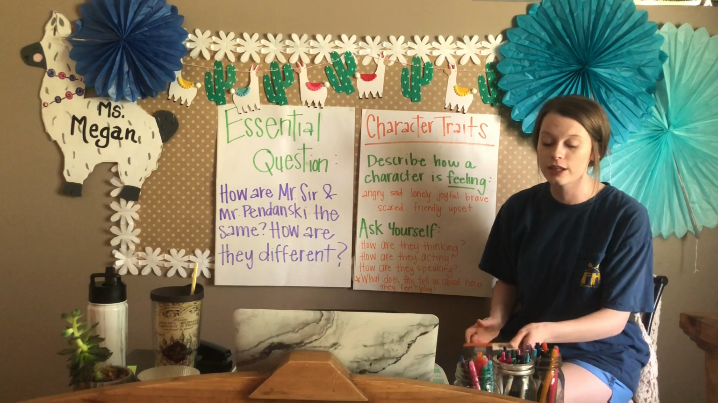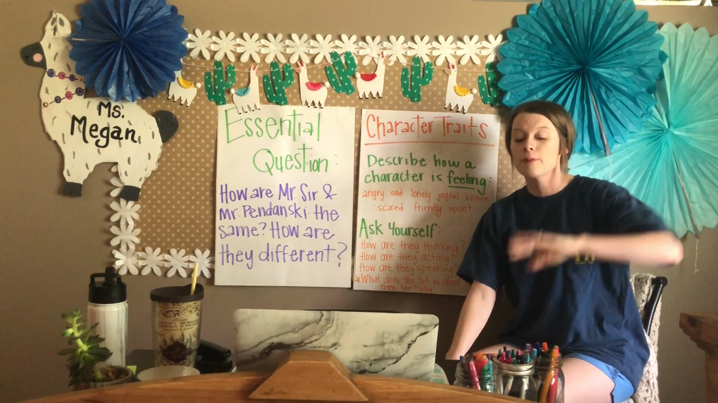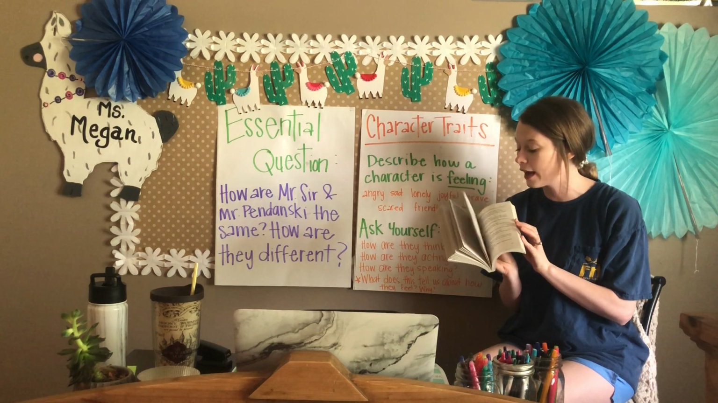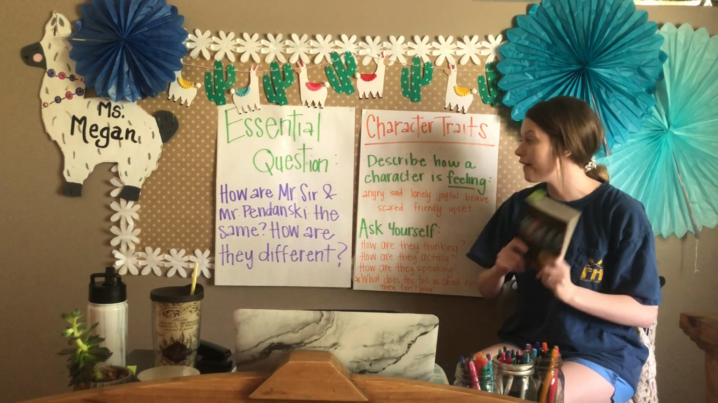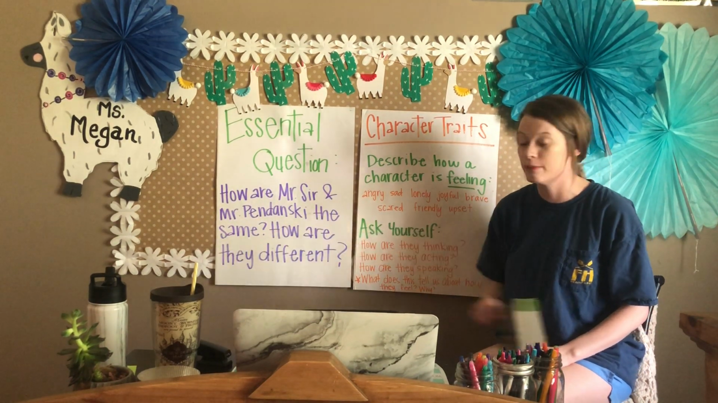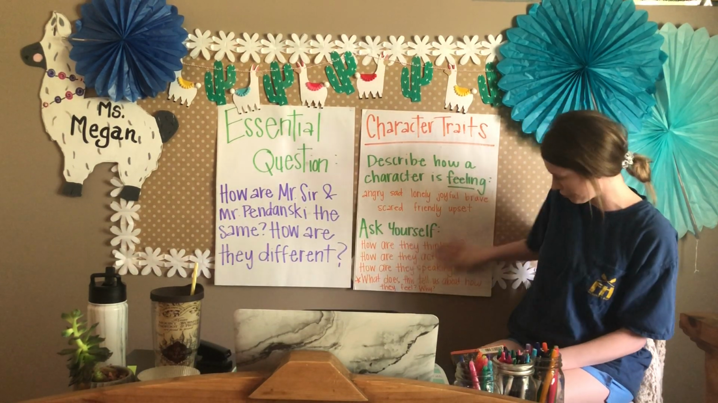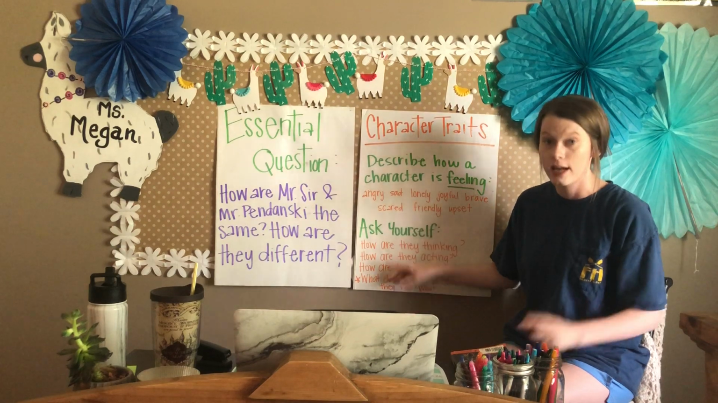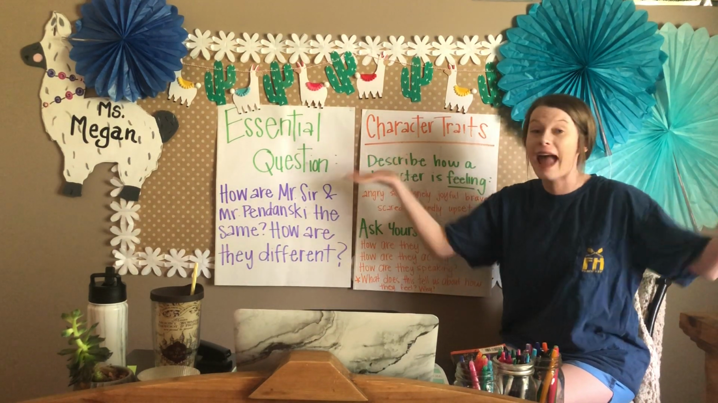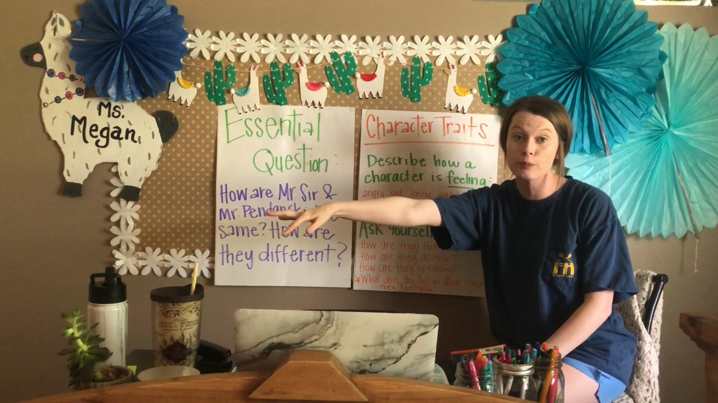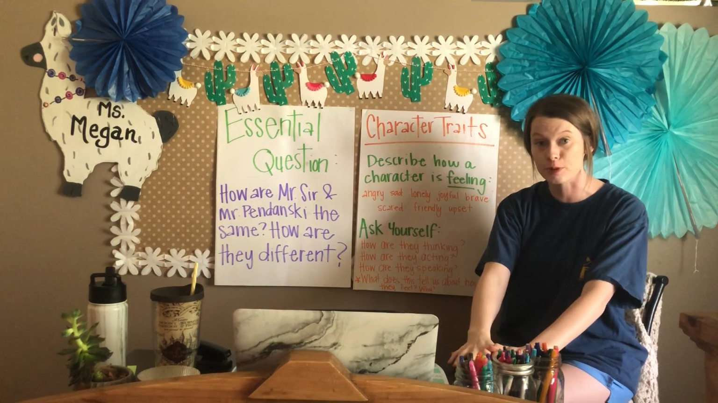All right, kiddos, chapter 27 is going to be your best place for your essential question. We had a lot of good info on that very first section, but I want you to also use all of your background knowledge leading up to where we read today, okay? Everything you know about Mr. Sir and Mr. Pendanski. How are they the same? How are they different? Think about your character traits. How do you think they're thinking? How are they acting? That's going to be the biggest one, right? Because the story's not told from their point of view. It's told from Stanley's perspective.